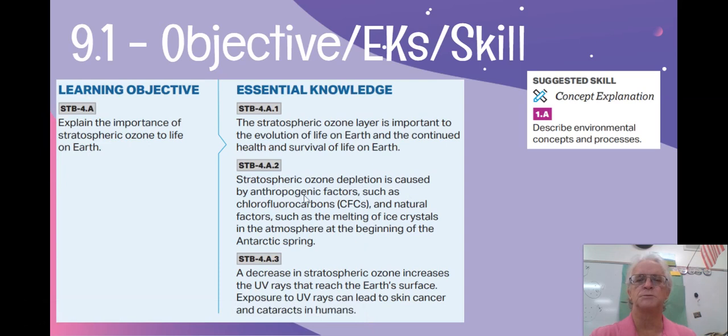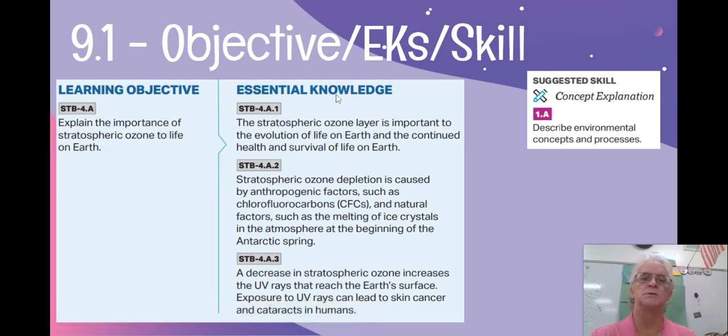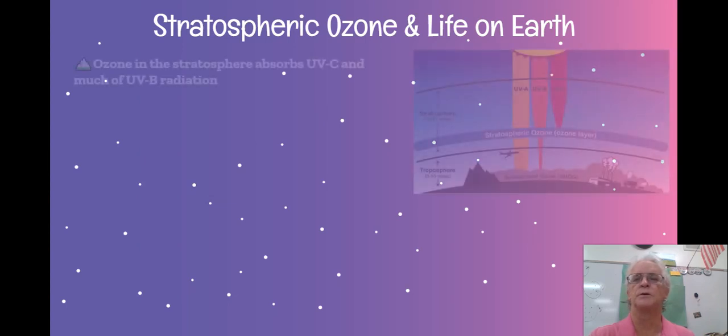Stratospheric depletion is caused by anthropogenic factors, and a decrease in stratospheric ozone increases the UV rays that hit the Earth, which can lead to such things as increase of cataracts or skin cancer, which has been exemplified in Australia. And the suggested skill is to be able to describe the environmental concepts and processes involved with this. So, stratospheric ozone and life on Earth.